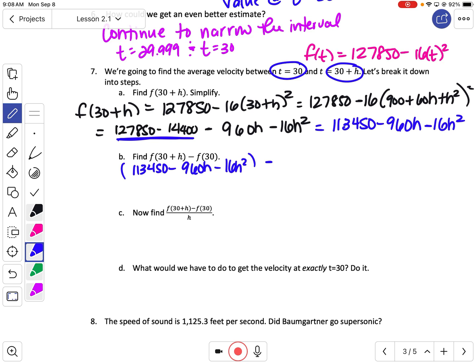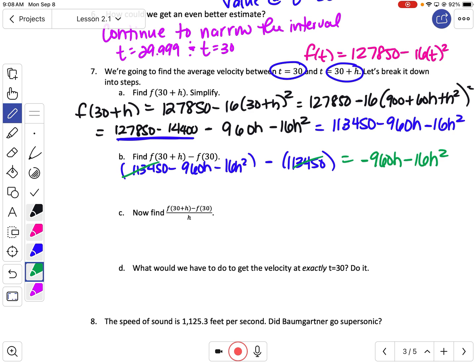Well, f at 30 happens to be 113,450. All right, that's not a coincidence. So when I subtract, I'm going to lose those two terms, and it gives me negative 960h minus 16h squared.